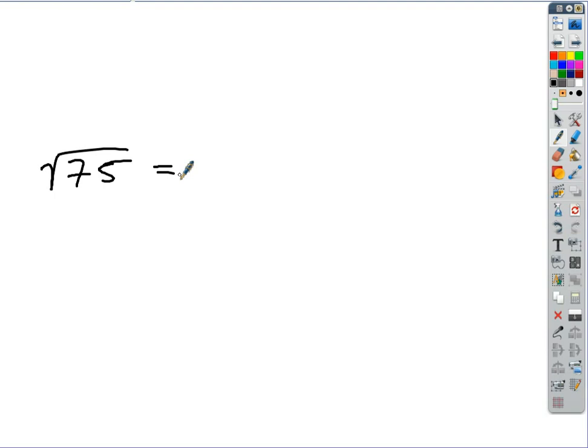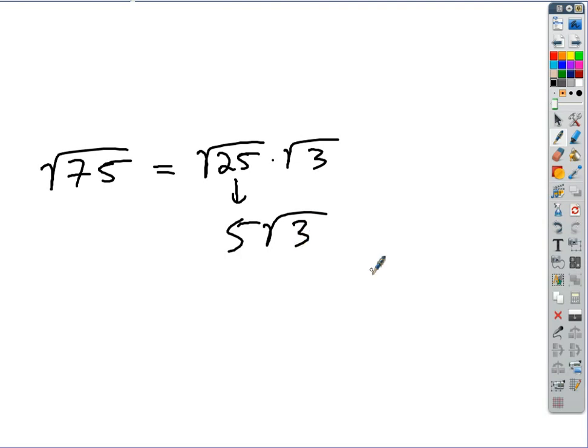What is it? 25, sure. 25. So we could break that up into the square root of 25 times the square root of, what's 25 times what is 75? 3. Okay. And then the square root of 25 becomes 5. All right. So that's the part that gets released from the radical, and then we're left behind with a 3 inside the radical, right? So all we needed to do was find a number, a perfect square, right?